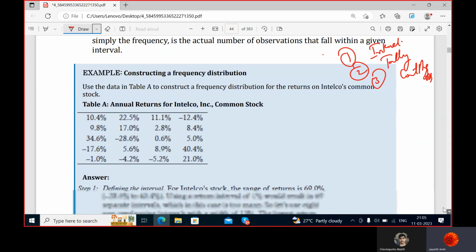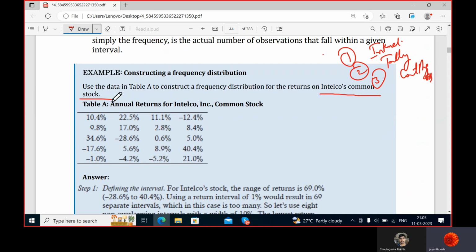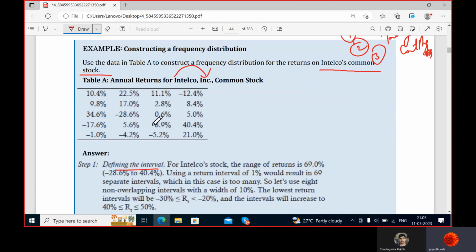Now, constructing a frequency distribution. Use the data in table A to construct a frequency distribution for the returns on Intelco's common stock. Intelco Inc. is a company, and its common stock's annual returns have been given here. The data doesn't seem to be organized, but we will organize it. It's random data. First, we will define the interval.